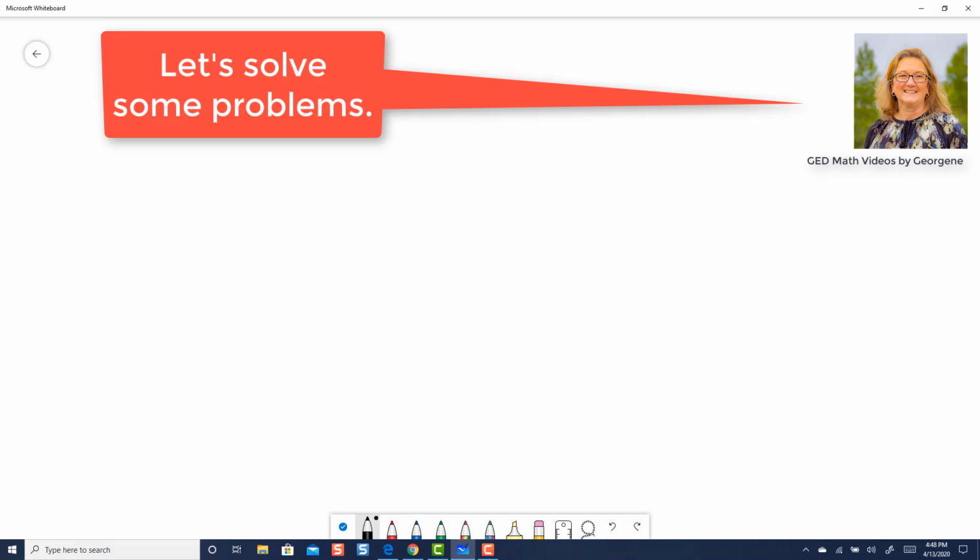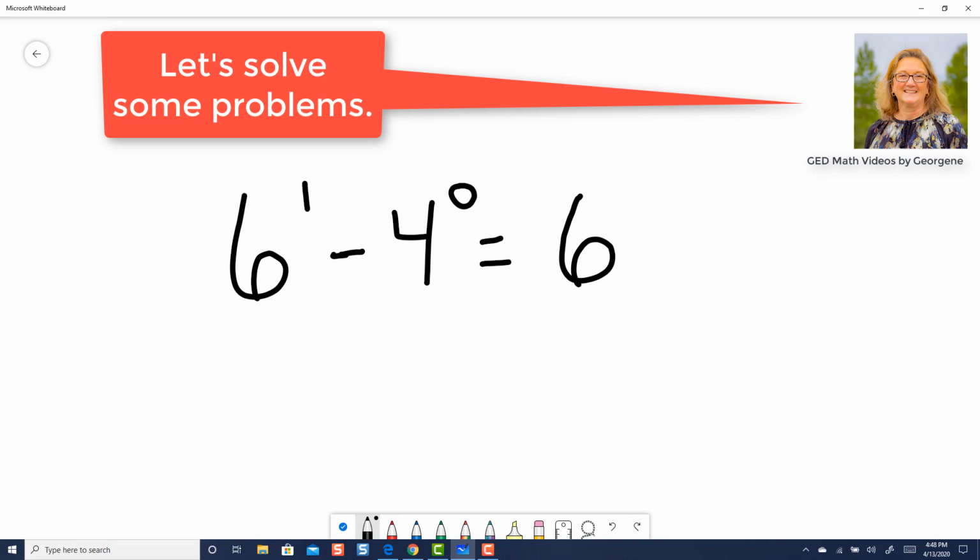Our next example is 6 to the first power minus 4 to the 0 power. We know that any number raised to the first power is itself, so 6 to the first power is 6 minus 4 to the 0 power, and any number to the 0 power is 1, so 4 to the 0 power is 1. So we have 6 minus 1, which gives us 5.